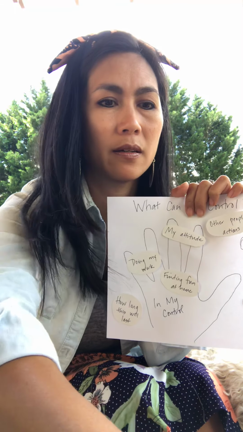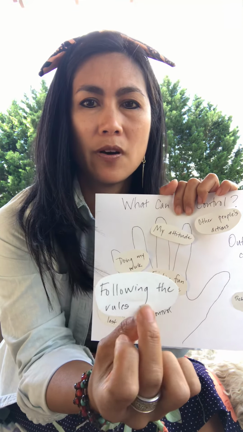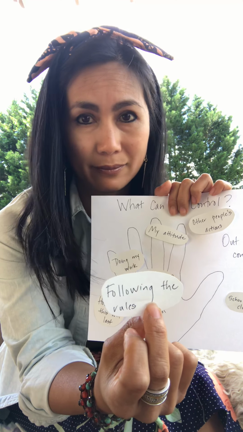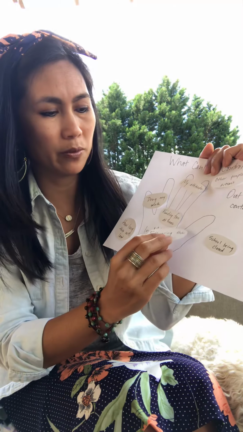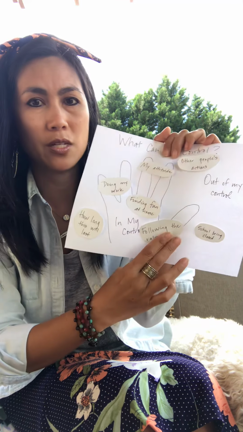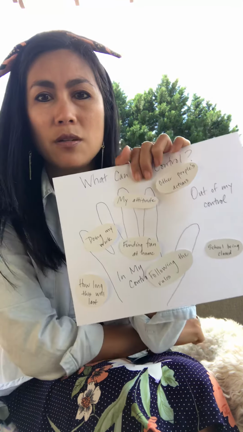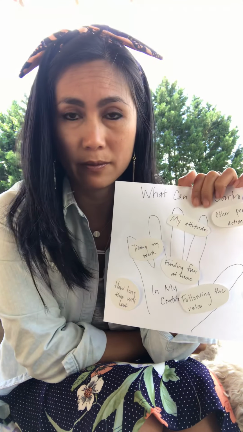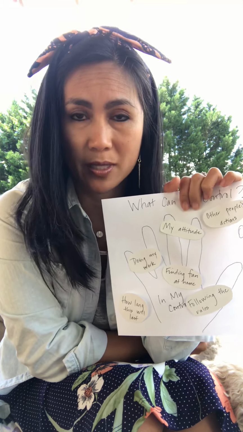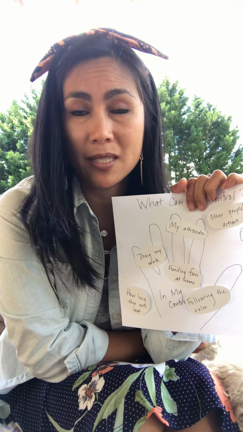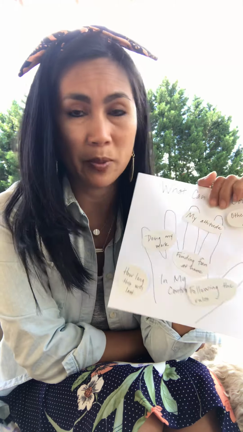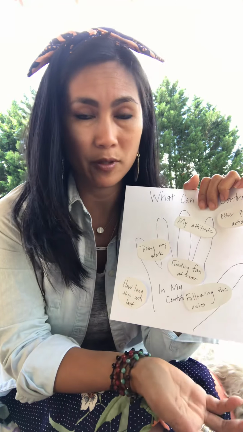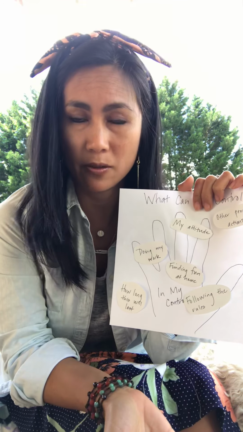Let's see. How about this one? Following the rules. Is that in our control or out of our control? That's right. Following the rules is in our control. We get to choose whether we're going to do that or not. And of course, there are consequences that go with either. If we follow the rules, there are positive consequences. It helps to keep us safe. It helps for people to have positive feelings about us. But we also have control over whether we choose not to follow the rules, and there are consequences to that as well.